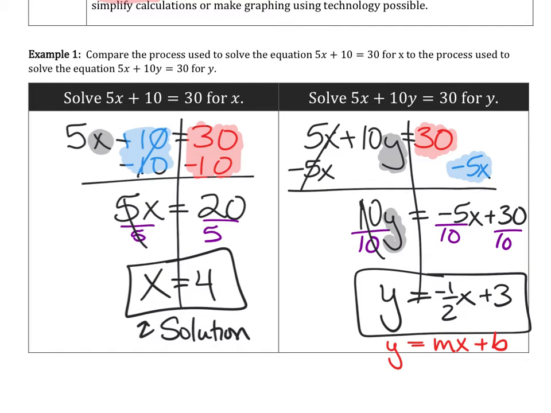Does anyone remember the name of this red form of the equation? Slope-intercept. Slope-intercept form. That's exactly what we're doing. Guys, we know this stuff. It's just a new process to get there. That's the process. It is truly two steps. Move the x term, divide by the coefficient. That's it.